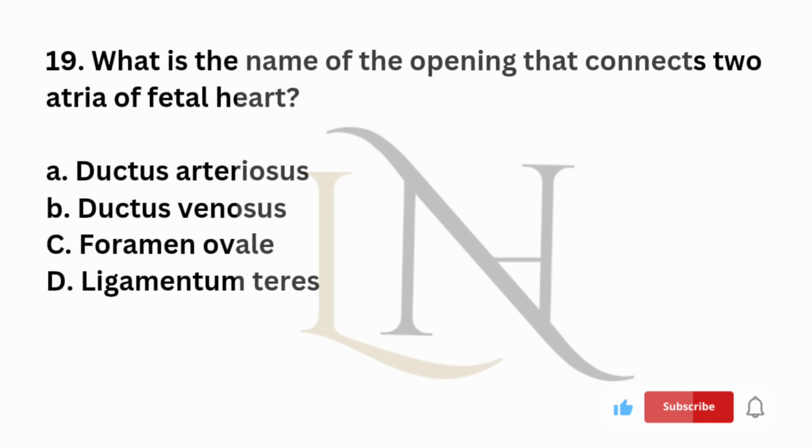What is the name of the opening that connects two atria of fetal heart? Option A, ductus arteriosus. Option B, ductus venosus. Option C, foramen ovale. Option D, ligamentum teres. Correct answer, option C, foramen ovale. Foramen ovale physiologically closes within 5 minutes after birth, and functionally it will take 1 year. Next question.